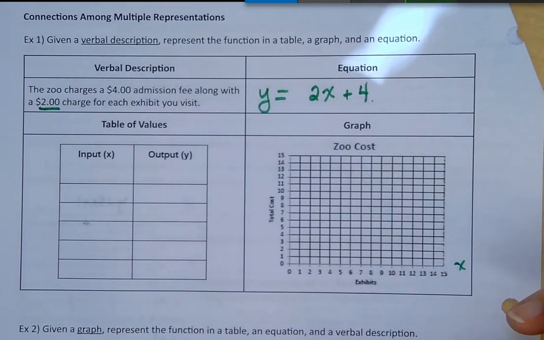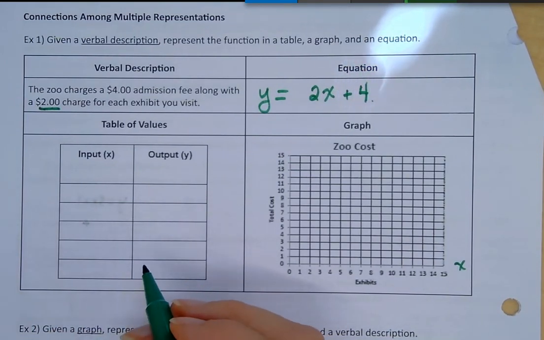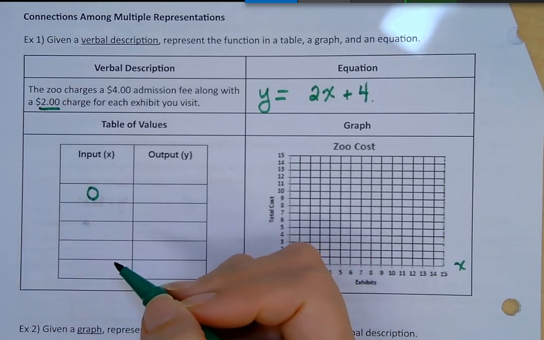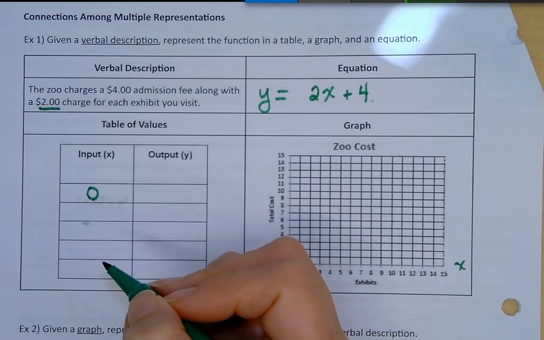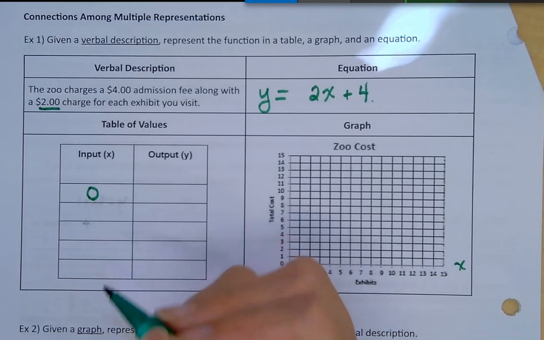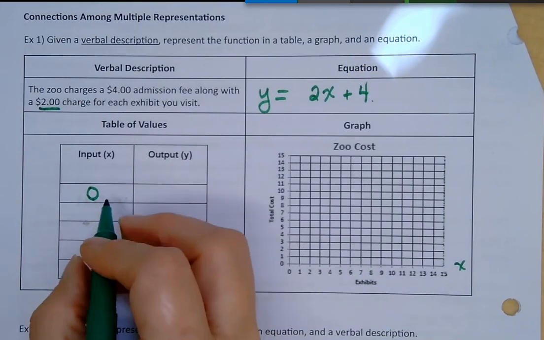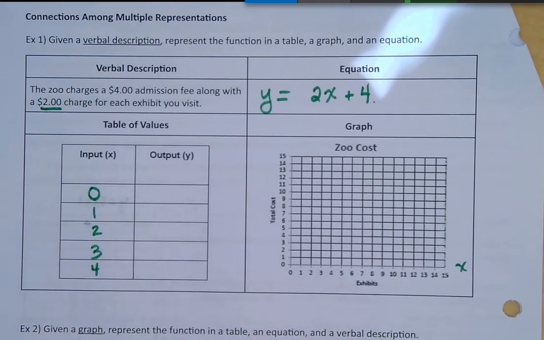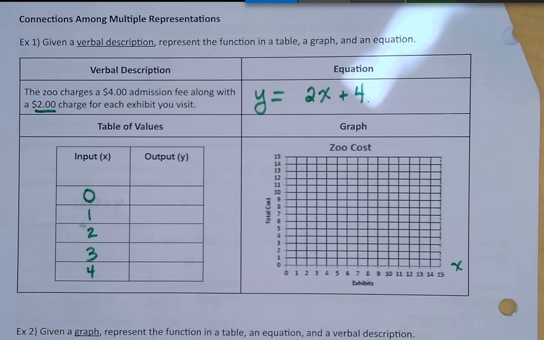For my equation, I'm going to choose some inputs and find some outputs that match. I'm going to start at input equals 0. It doesn't make sense for me to see negative exhibits. So logically, I have to at least do 0 exhibits. Maybe I just walk into the zoo and walk around but don't go to any exhibits. And then maybe I choose 1 exhibit or 2 or 3 or 4. You can really choose any x's you want. I always say choose x's that you are willing to use and work with in your equation.